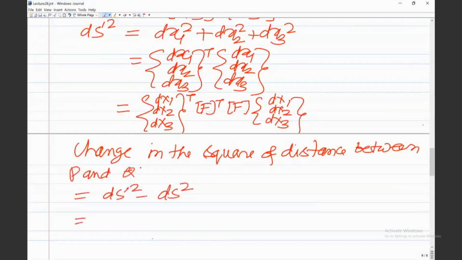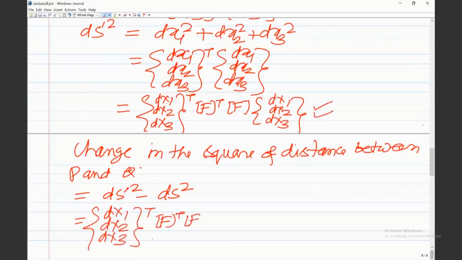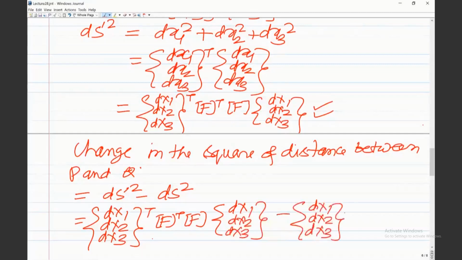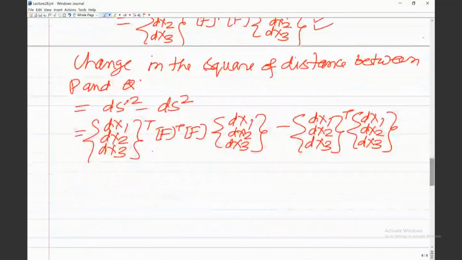And ds dash square we have already written through this relationship. So you can write this as [dX1, dX2, dX3] transpose into F transpose into F into [dX1, dX2, dX3]. This we have, and minus ds square is [dX1, dX2, dX3] transpose into [dX1, dX2, dX3]. So yeah, we have the expressions for this square distance.